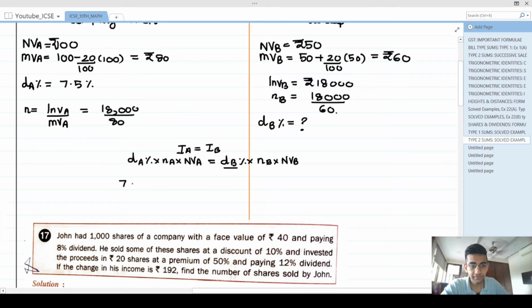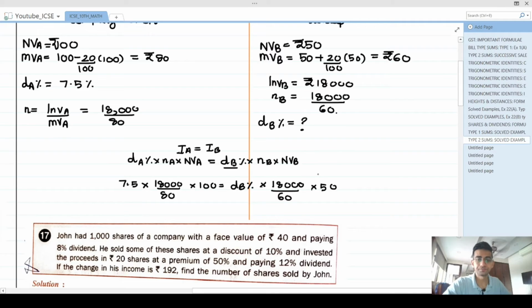So 7.5 into NA, which was nothing but 18K upon 80, into NVA, which is 100, is equal to DB percent, which we have to calculate, into 18K upon 60 into NVB, which is 50. Now all you have to do is sit and cancel. 18,000 cancel, the 50s cancel. Rearrange the equation. You'll get 7.5 into 2 into 60 upon 80 is DB percent.